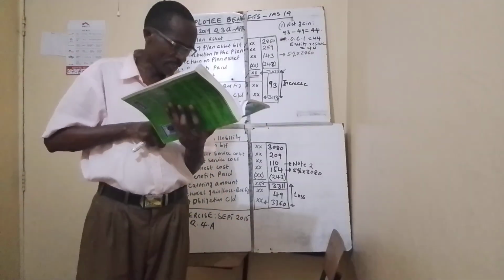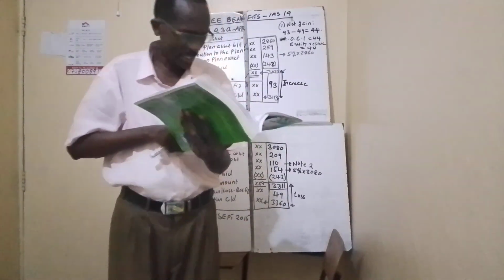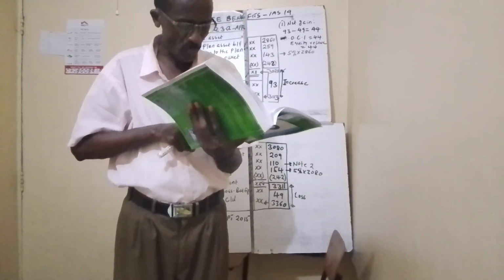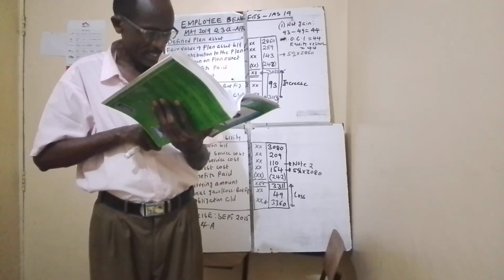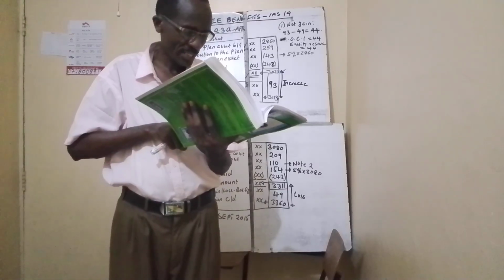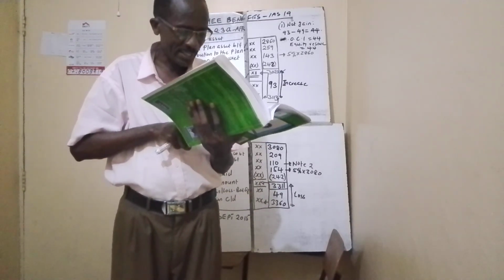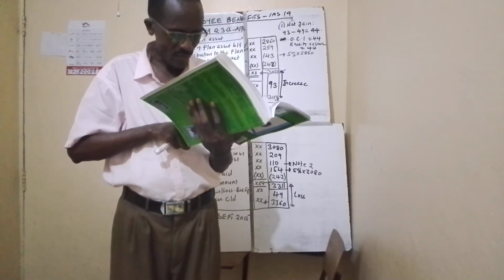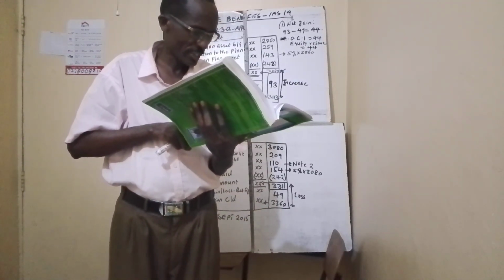W Limited, a public limited company, operates a defined benefit pension plan for its employees. The present value of the future benefit obligations as at 1st January 2018 was shillings 38 million, and the fair value of the plan assets as at the same date was shillings 2860.